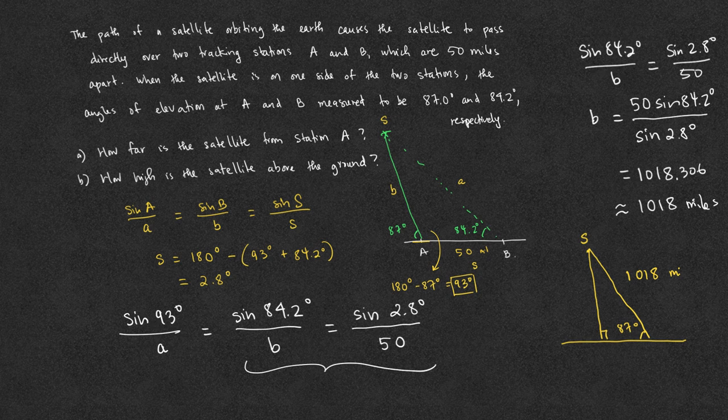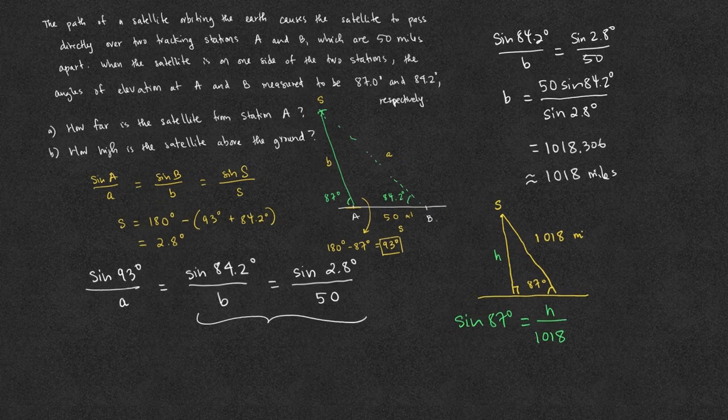This height is perpendicular to the ground level, so therefore this is a right triangle. Since this is a right triangle and we're looking for the height h, we can use a trigonometric ratio. The side that is opposite to 87 degrees is h, and 1018 is the hypotenuse. To use a trig function that involves the opposite, the angle, and the hypotenuse, we would use sine. Sine of 87 degrees equals the opposite h over the hypotenuse 1018. From here, we can isolate h.